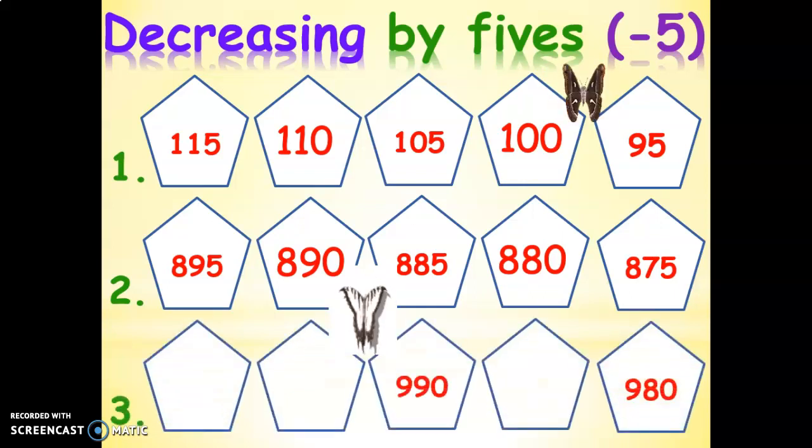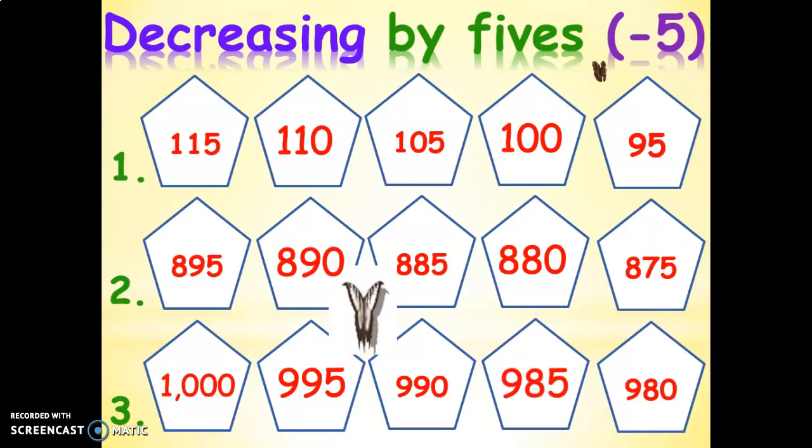Now for number 3, the first two numbers should be 1000. Minus 5 is 995. Minus 5 again is 990. The next number is now 985. And the last number is 980. I do hope that you got every answer correct for this drill. If not, try to practice.